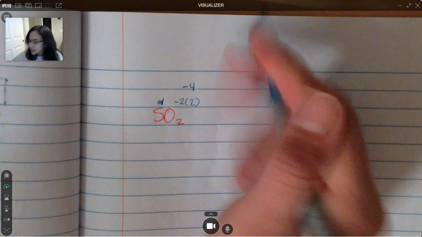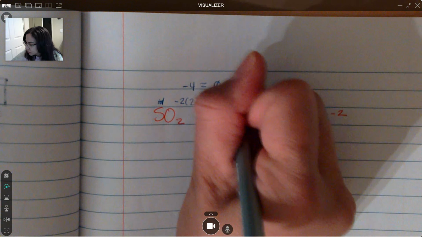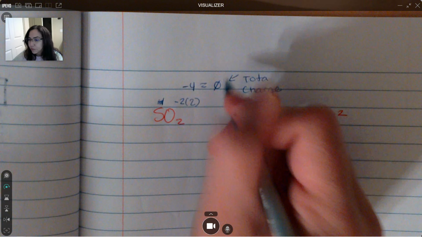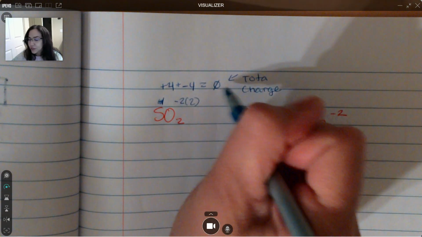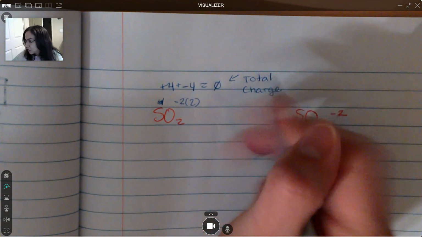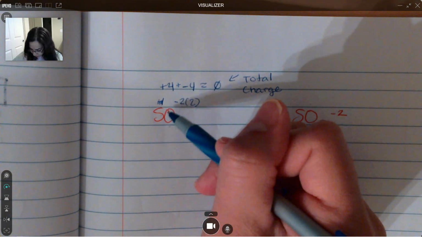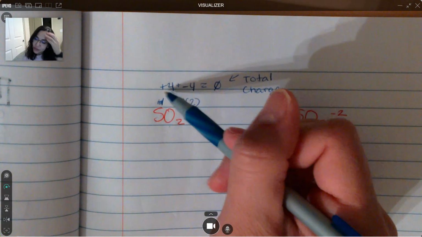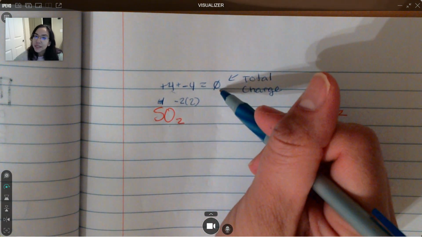In order to balance this -4 and get a total charge of 0 because it's neutral, sulfur has to be a +4. So +4 minus 4 is going to equal 0. So my total charge is going to be 0 for this one. When we write the oxidation states, this one has a +4, this one has a -4. But if we're talking about the polyatomic ion in total, it's going to be a 0.